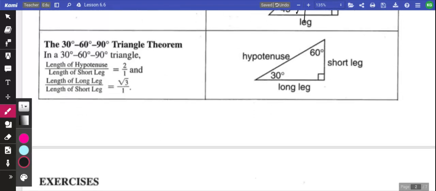Now the 30-60-90 triangle actually has two theorems. The 30-degree angle is the smallest angle, so the side opposite is the shortest leg. The 60 is the middle angle, so the side opposite is called the long leg. Anything across from the 90-degree angle is the hypotenuse. So two proportions we can set up: the length of the hypotenuse over the short leg is a 2-to-1 ratio, and the length of the long leg over the short leg is a square root of 3-to-1 ratio.